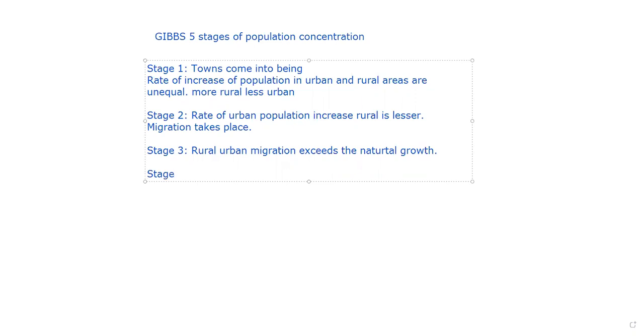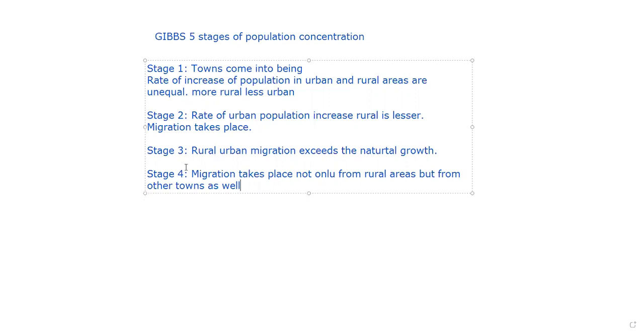Then we have stage four. Now, migration takes place not only from rural areas but from other towns as well. Towns are smaller cities which are urban areas but have fewer facilities.